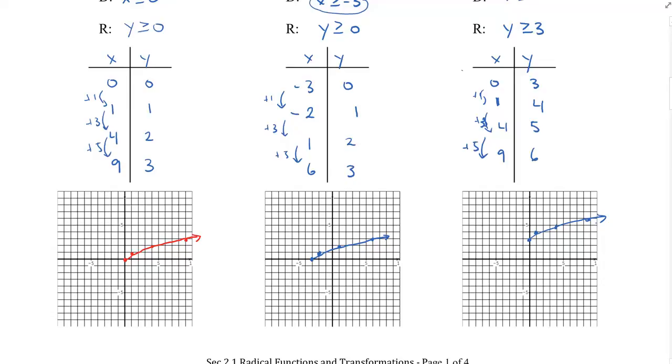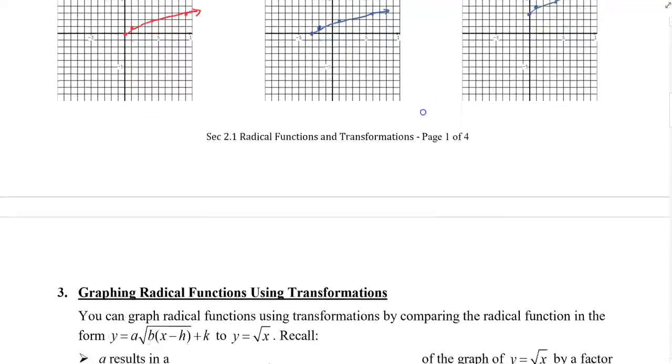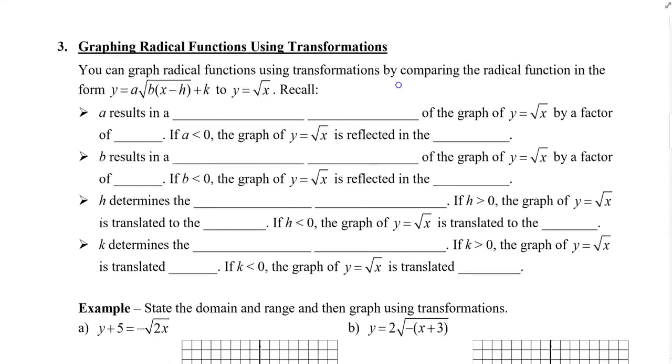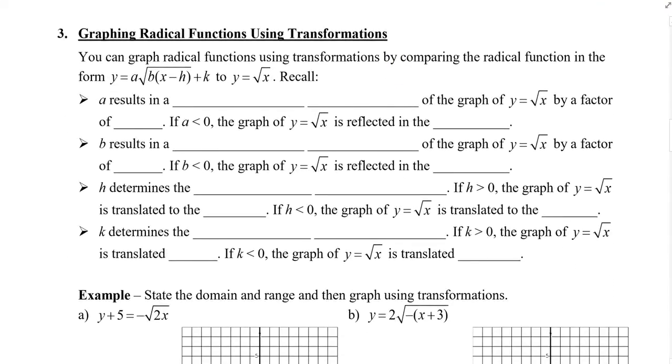Now the other method we can use is transformations. So let's take a look at how to use transformations. So we'll review the order that we need to work in first. So here is a radical function. I've added everything that I could think of, a, b, h, and k. Notice that the k is not inside the radical, and neither is the a. And we're going to compare it to y equals root x.